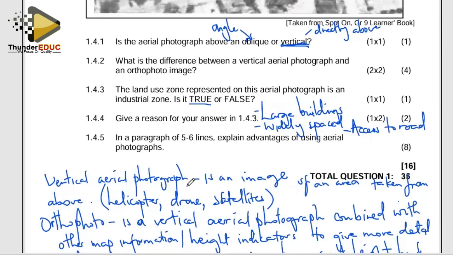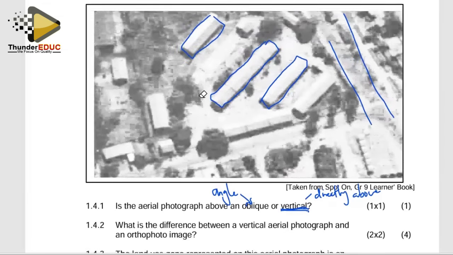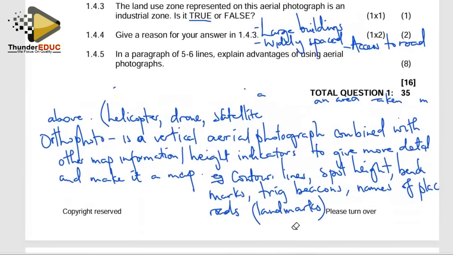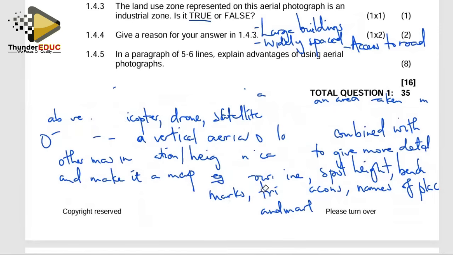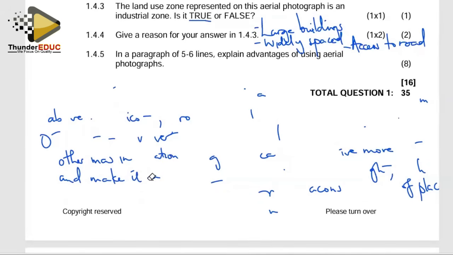It says, in a paragraph of 5 to 6 lines, explain advantages of using aerial photograph. What are the advantages of using aerial photographs? For example, this image that we have here, what are the advantages of using aerial photographs? I'll just highlight on some of the factors that you can put in place to argue for the use of the advantages of the aerial photographs, right?